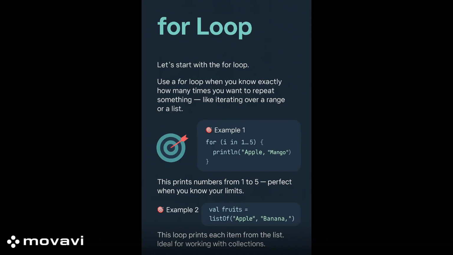Let's jump in. Let's start with the for loop. Use a for loop when you know exactly how many times you want to repeat something, like iterating over a range or a list. Example 1: range. As you can see in this example, this prints numbers from 1 to 5, perfect when you know your limits. Example 2: list. This loop prints each item from the list, ideal for working with collections.